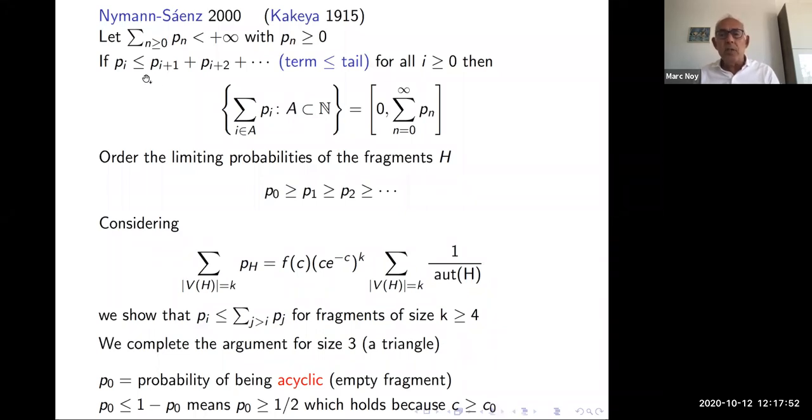If we have this condition that for every term of the series, the ith term is less than the tail, then the set of subsums is the whole possible interval between zero and the sum of the series. So this is the empty sum. This is the sum consisting of all the terms. And if this condition holds, then the set of subsums is precisely this. This is a very interesting paper, because it says that if otherwise the term is larger than the tail, then this set is either a Cantor set or a modification of a Cantor set.